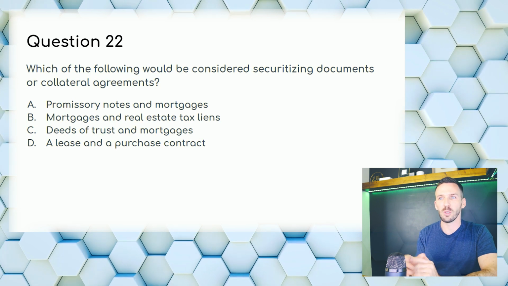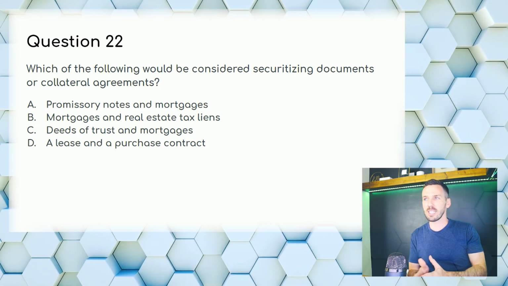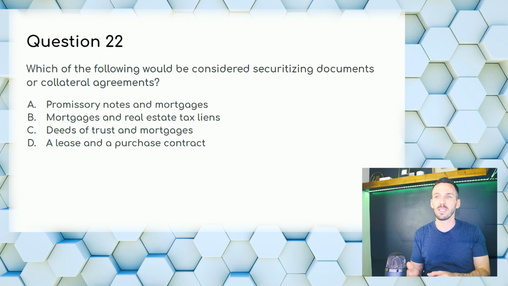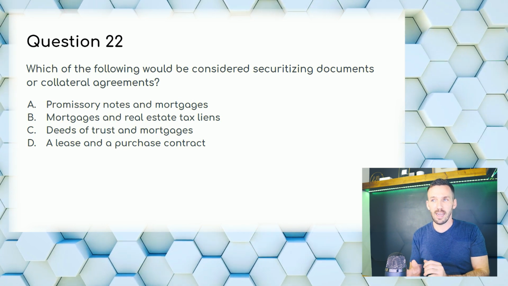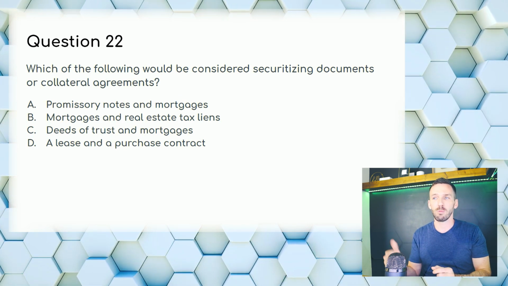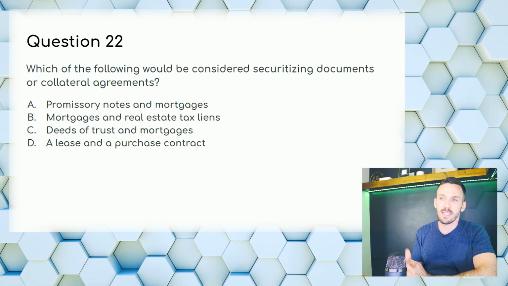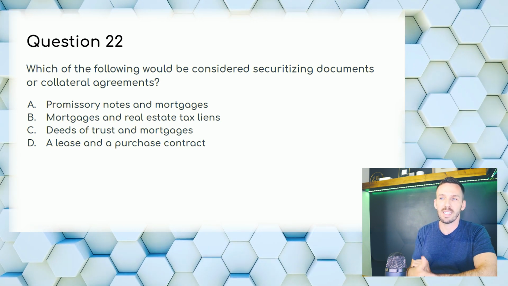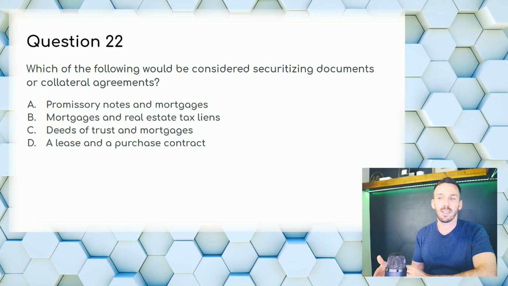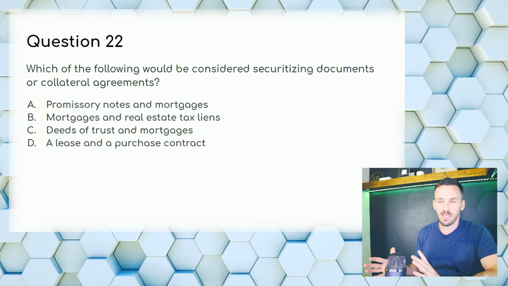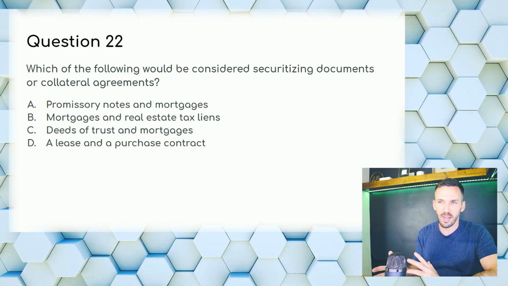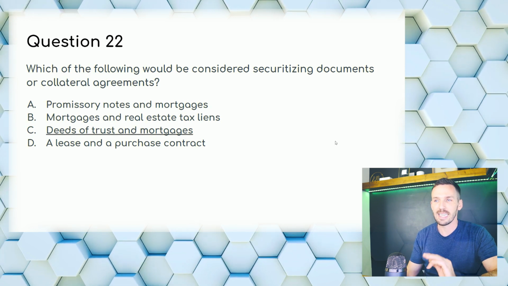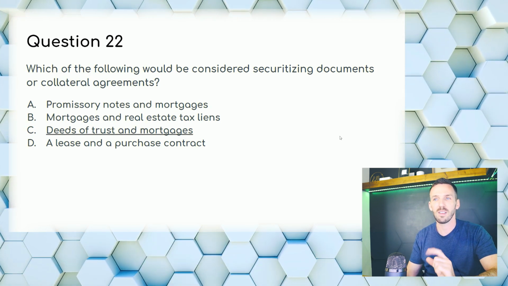So question 22, which of the following would be considered securitizing documents or collateral agreements? A, promissory notes and mortgages. B, mortgages and real estate tax liens. C, deeds of trust and mortgages. Or D, a lease and a purchase contract. So A is just the promise to pay. B is only half correct. The answer here is C, deeds of trust and mortgages. These offer collateral.